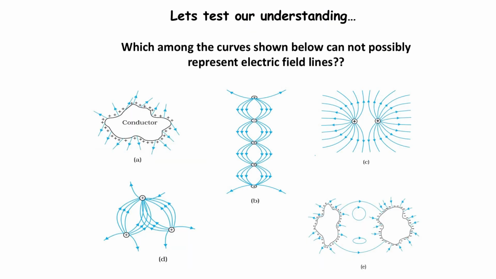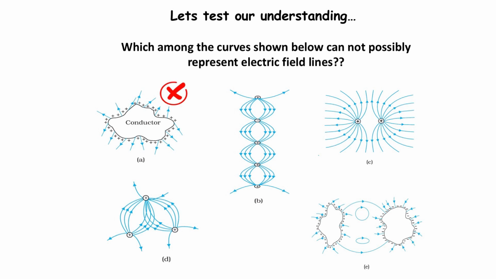So, now let us test our understanding. Which among the curves shown below cannot possibly represent electric field lines? Students, you answer the question. Which among the curves cannot possibly represent electric field lines? The first one, is it correct? No, because electric field lines are not perpendicular to the surface.